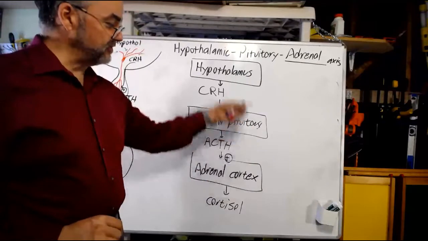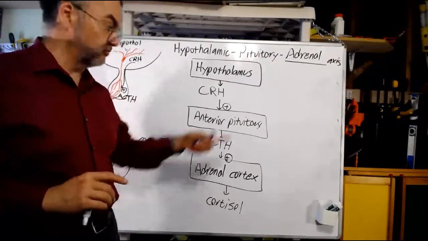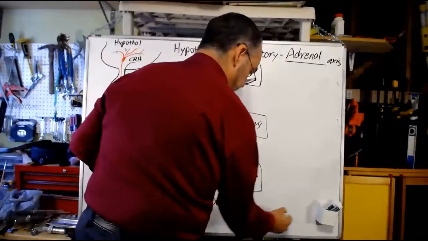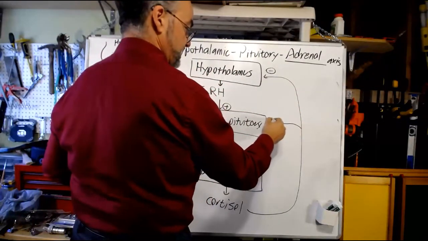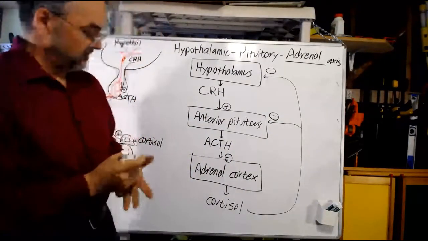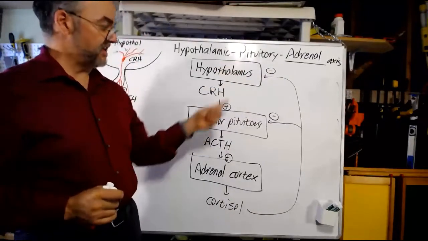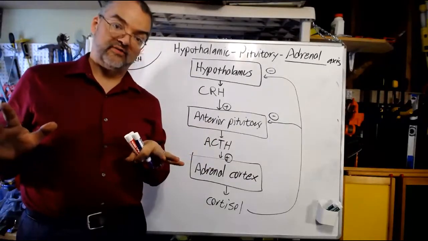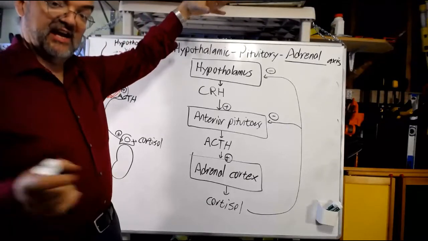In order for this to be a negative feedback system, we're going to need to have something come along and reduce the production of these hormones. And as it turns out, that's cortisol. Cortisol exerts negative effects on both of these. So when the adrenal cortex puts out cortisol, that tells the hypothalamus and anterior pituitary, calm down, don't secrete as much of your hormone.